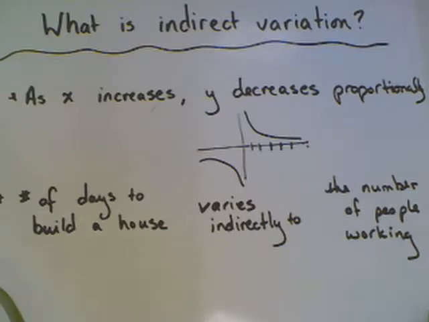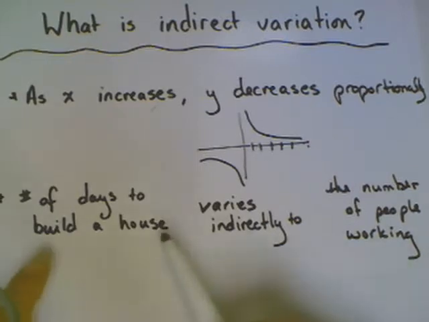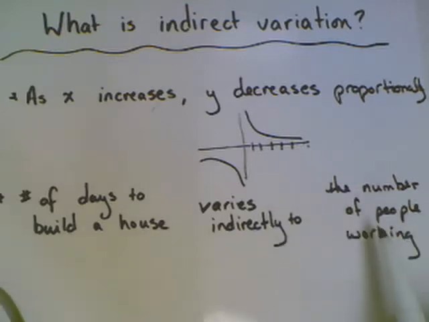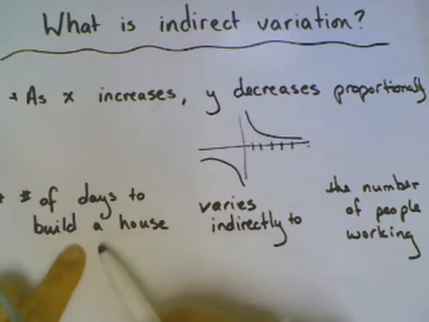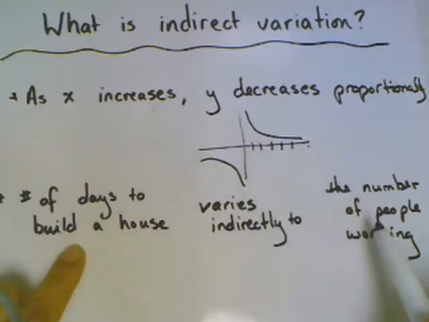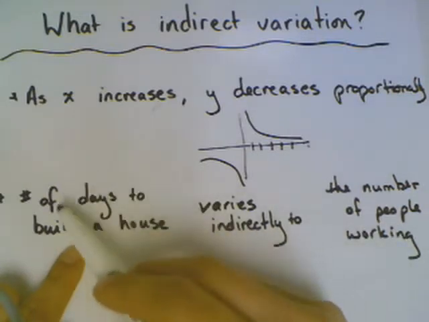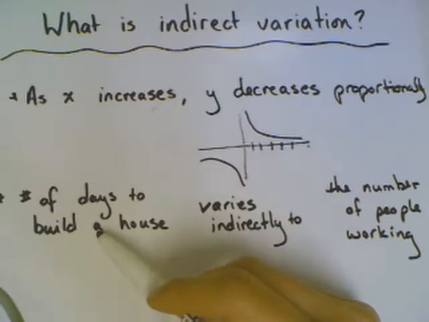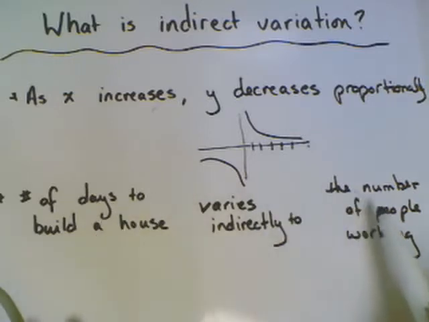An example of indirect variation in the real world has to do with the number of days it takes to build a house will vary indirectly to the number of people working on the house. So that if you need the house to be built in less days, this needs to go up. Or if you want more days, if this is increasing, that it's now 10 days or 20 days, as this increases, that means less people are working on the house. As one goes up, the other goes down.